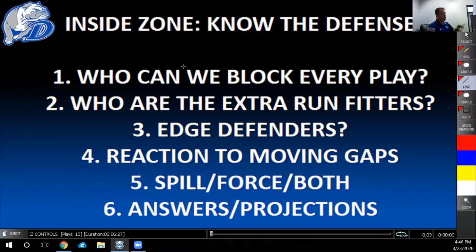And then are they going to spill or force or both, depending on the front? Are they a multi-front team? Different fronts require different types of fits. That's really more for the split zone aspect as well, but that's also going to be kind of key in how they're going to do some other things.